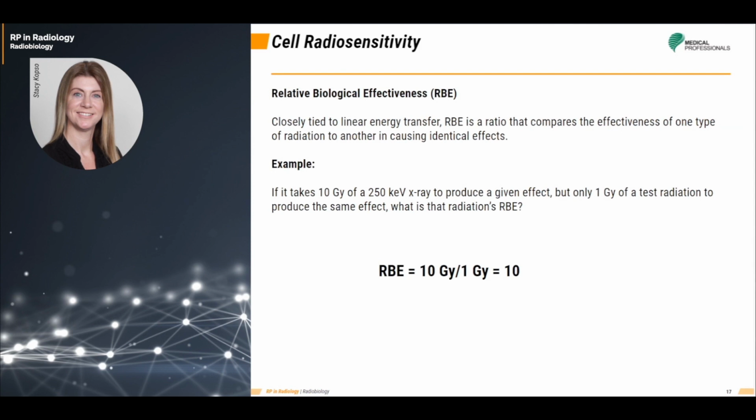Closely tied to linear energy transfer, RBE is a ratio that compares the effectiveness of one type of radiation to another that causes identical effects. In other words, relative biological effectiveness seeks to put all radiation on an equal plane and find out what kind possesses the highest risk to our organism. Higher values of RBE mean that certain types of radiation are more harmful.